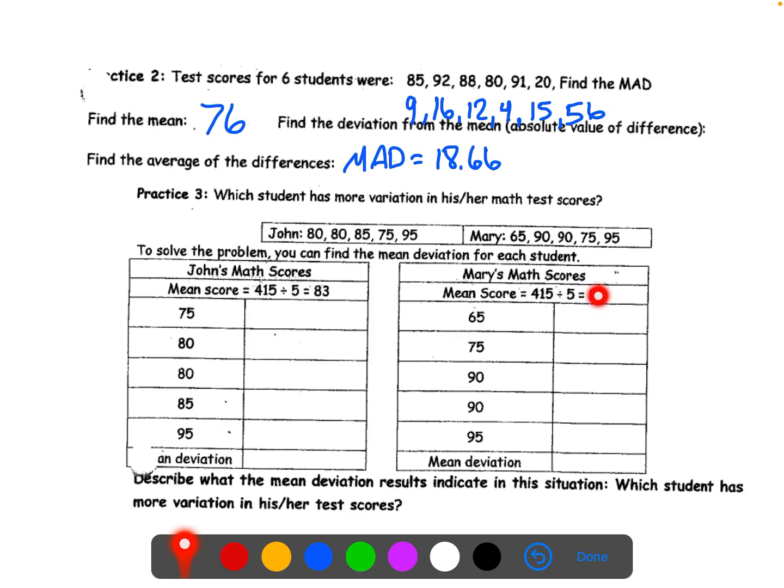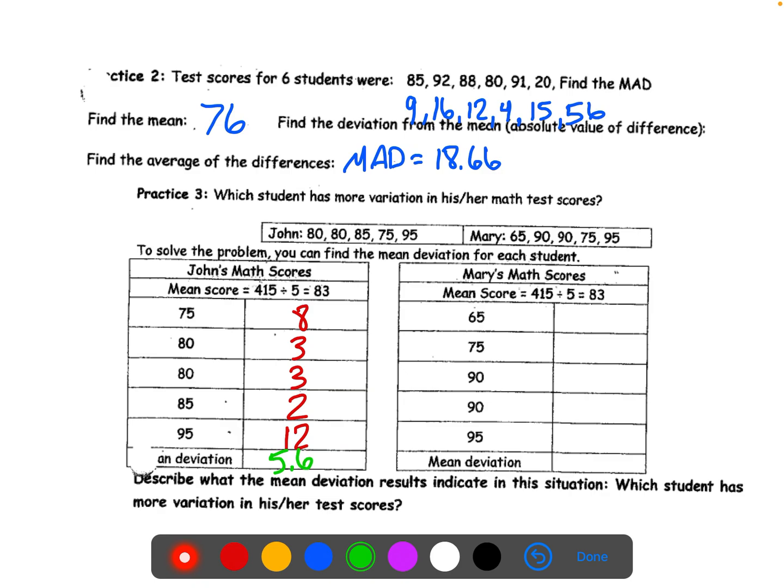And now we just need to find how far each of these individual test scores is away from 83. So 75 is 8 away from 83. 80 is only 3. 85 is 2. And 95, we got a big jump here, is 12. To find the mean absolute deviation now, we'll add these numbers up, divide by 5 since there are 5 data points, and get 5.6 is our MAD.